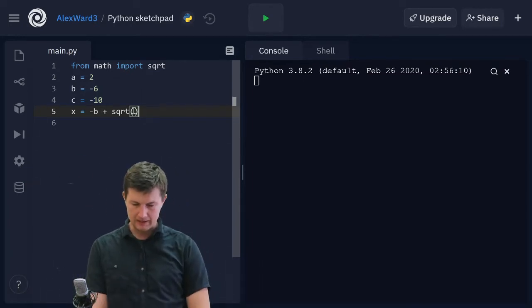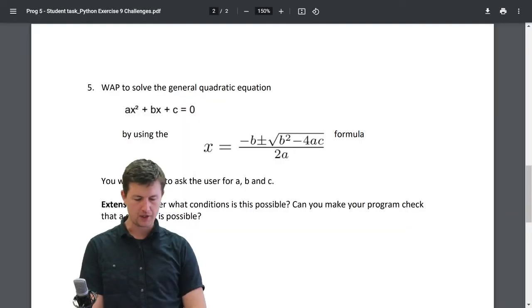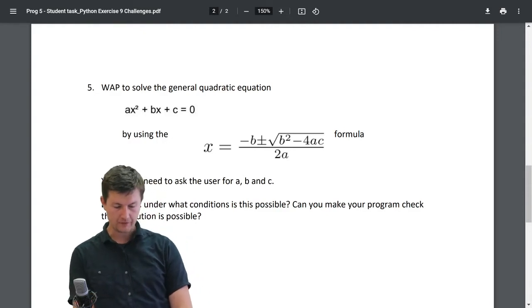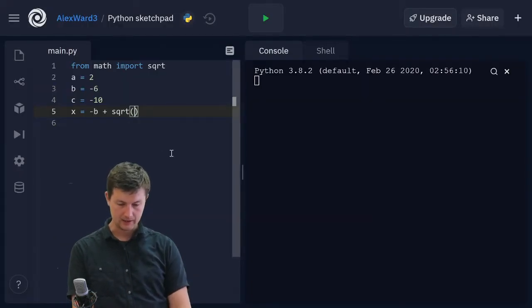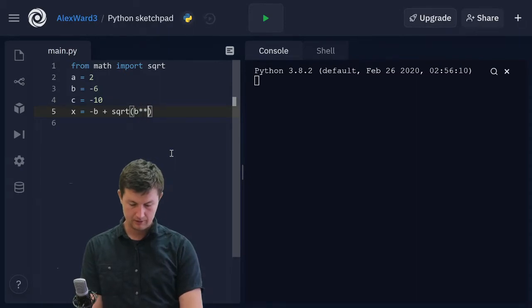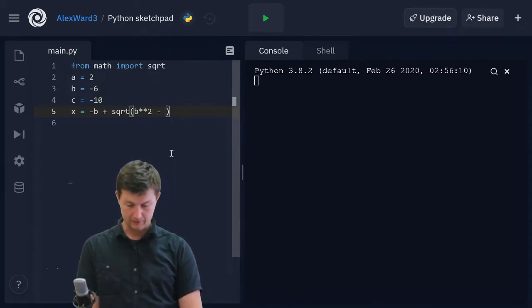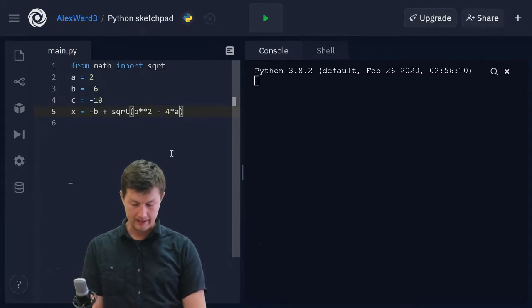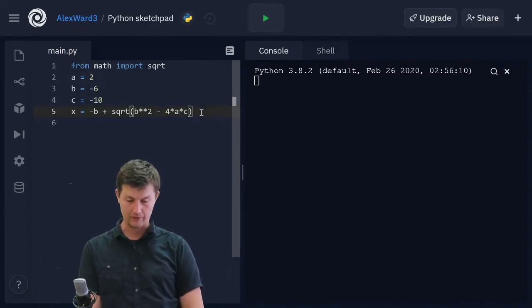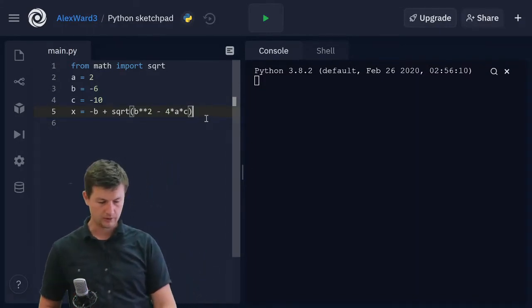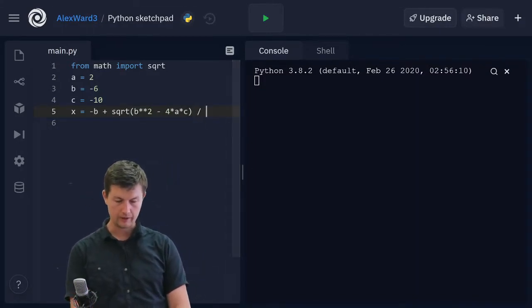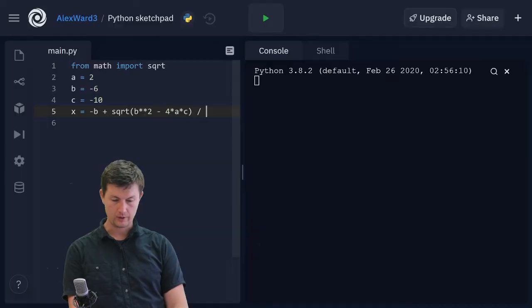Negative b plus the square root of what? b squared minus 4ac. b, double asterisk 2 for squared, minus 4 times a times c. And yes, you do have to put all of those in there. Cool. All of that over 2 times a.